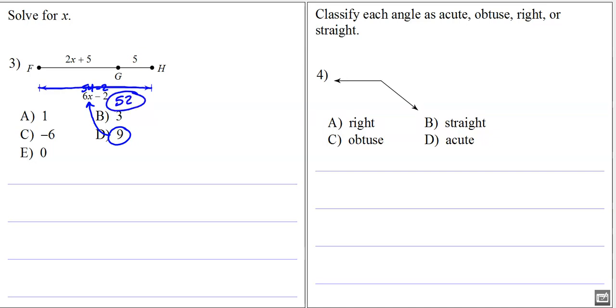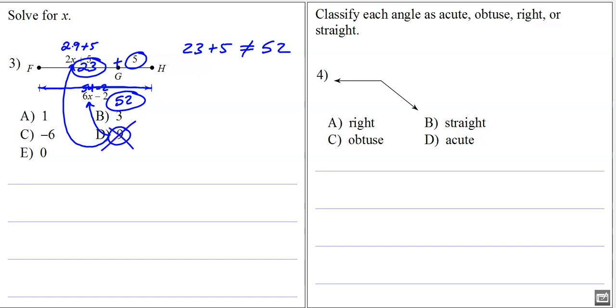You know, all the way from F to H. And if I try that 9 up here, 2 times 9 is 18 plus 5. Well, that will give me 23. And this is 5. And you're going to notice 23 plus 5 does not equal 52. So I would know 9 didn't work, and now I'd have to try another number. That method can be slower, but if you're in a pinch, it could definitely work. All right, moving right along.